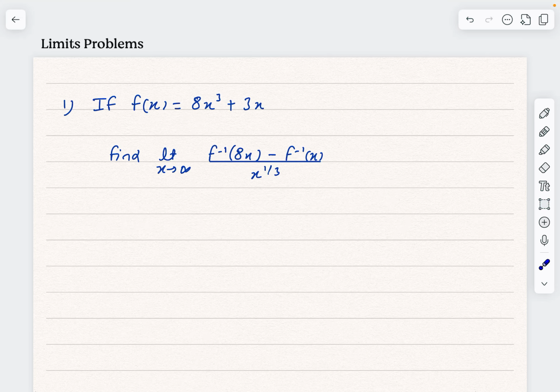In this class, we'll discuss some advanced problems on limits. Let us start. First one is: if f of x equals 8x cubed plus 3x, find the limit as x tends to infinity of (f inverse of 8x minus f inverse of x) divided by x to the power 1 by 3. We can pause and give it a try. Let us start the discussion now.